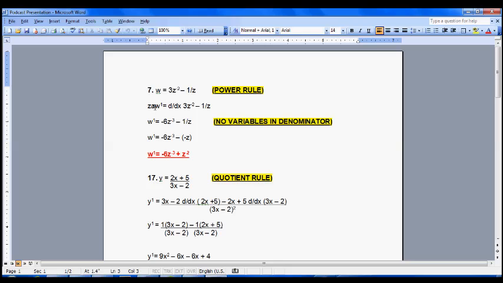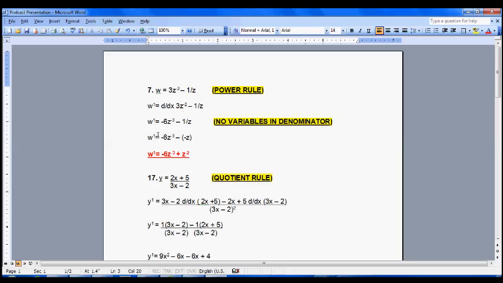So I wrote down w prime equals the derivative of 3z to the negative second minus 1 over z. Now, I got the derivative of 3z to the negative second, which is negative 6z to the negative third. However, I can't get the derivative of 1 over z because the variable is in the denominator. So what you're going to want to do for that is get the variable on top. And the way you do that is putting the variable into the numerator and changing the sign. So if it was positive, you make it negative, and negative vice versa.